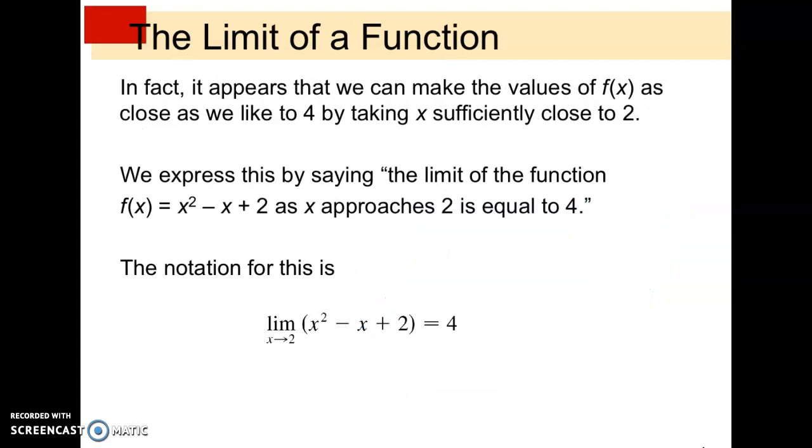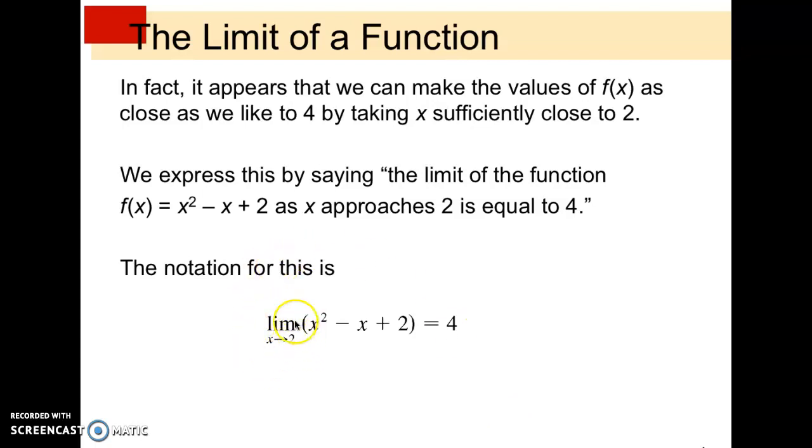In fact, it appears that we can make the values of f of x as close as we like to 4 by taking values of x significantly close to 2. We express this by saying the limit of a function, f of x in this case is x squared minus x plus 2, as x approaches 2 is equal to 4. And here's our notation for a limit.